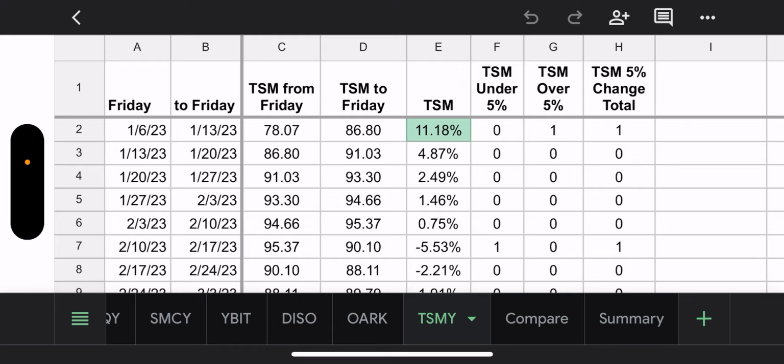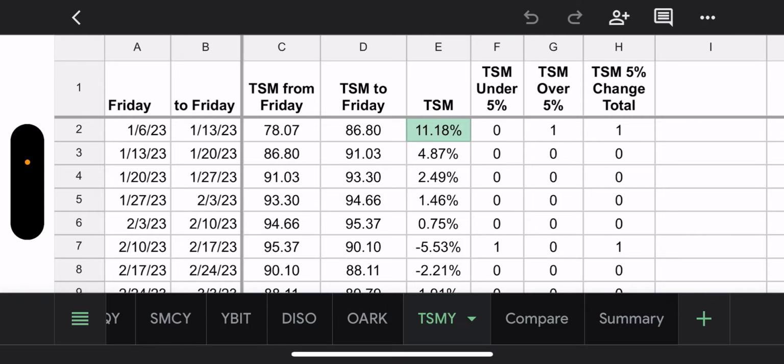And then number five, by the way, guys, I picked these funds based on the top comments. I don't think I got enough comments to fill the funds. I think I picked the last two. But someone did mention SMCY, YBIT, and DISO. So that's how I got the funds. But eventually, we're going to go through all of them anyway.